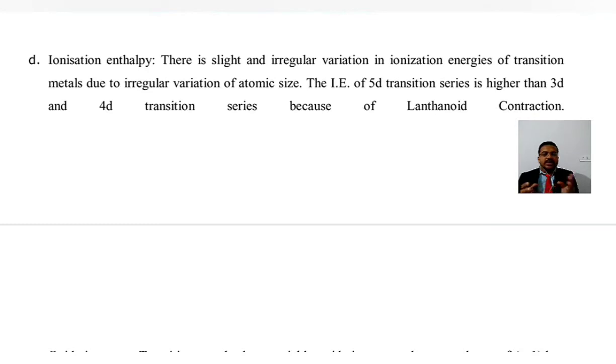We already discussed what lanthanoid contraction is: the steady decline in the atomic and ionic radius from lanthanum to lutetium. The imperfect shielding of 4f electrons is responsible for it. When the atomic and ionic radius contracts, the outermost electron will be very close to the nucleus, and removal of such an electron will be difficult because the nucleus exerts more attractive power on it. So due to lanthanoid contraction, there is slight and irregular variation in the ionization energies.